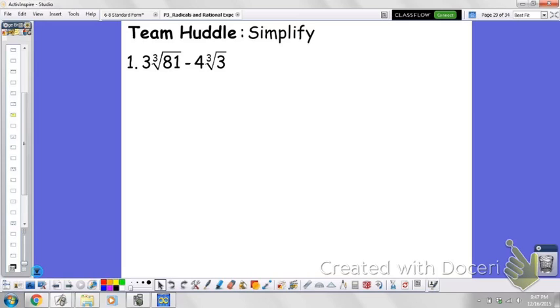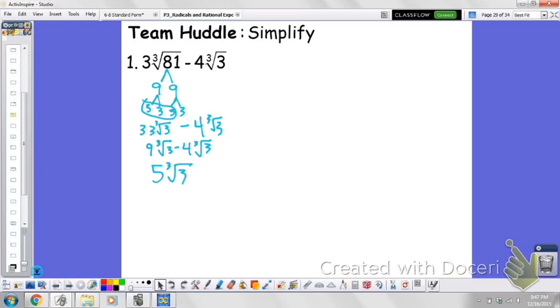So here we have a team huddle. Go ahead, pause the video, work through it, and whenever you're ready for the solution, unpause the video. So here is the solution to the huddle. It is 5 cube root of 3.